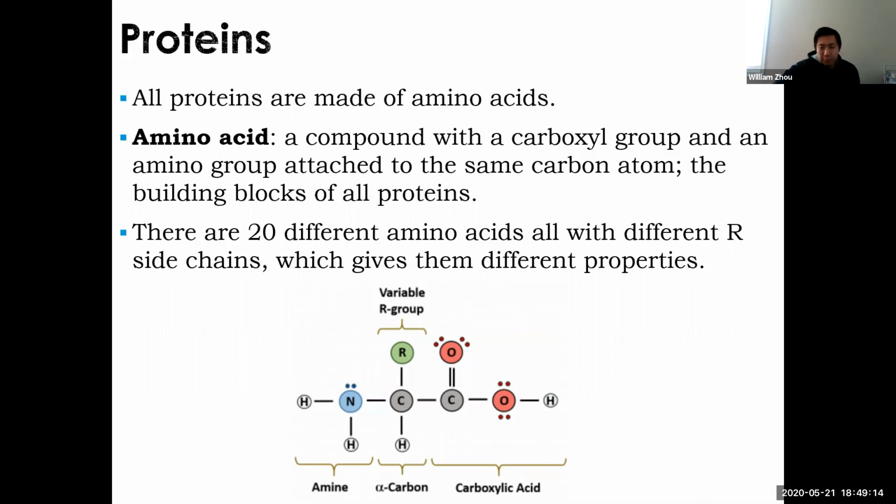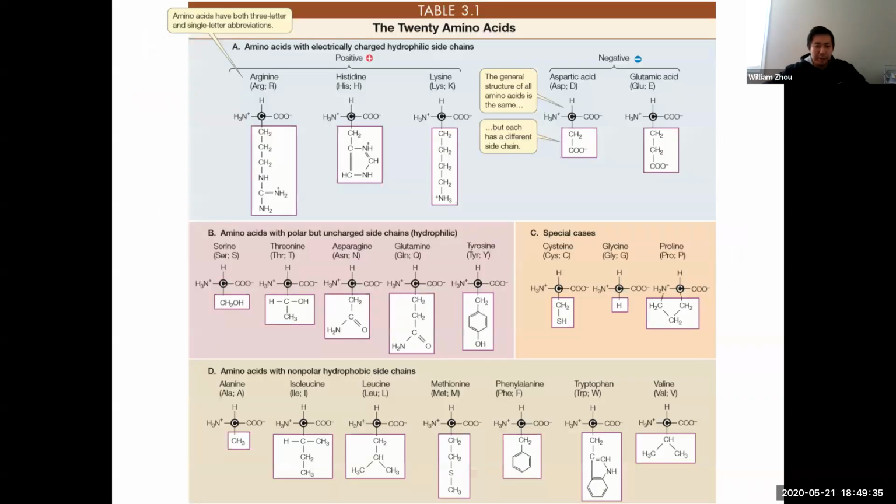Well, the R group can be a lot of different things. Actually, it could be 20 different things. There are 20 different amino acids because they all have a different R side chain, which gives them different properties. If you take these amino acids and link them up together in amide linkages, you will have a protein. Right, so here is a diagram of all 20 amino acids.